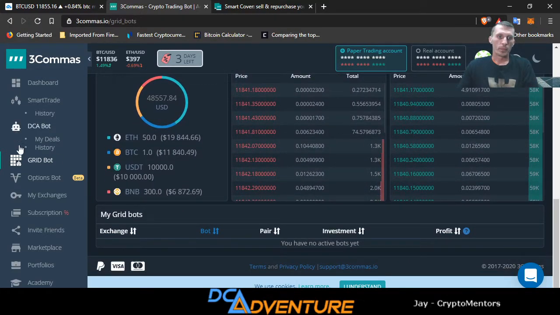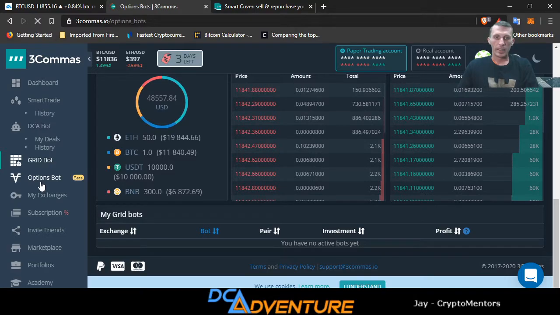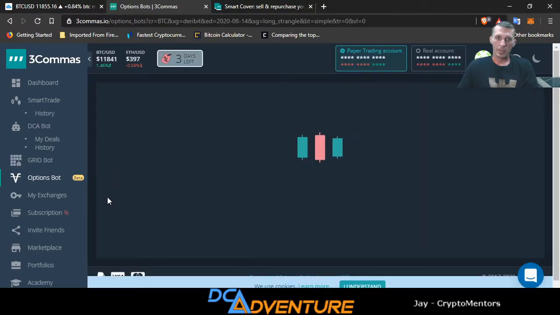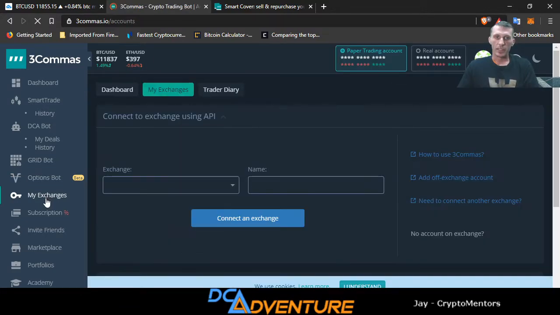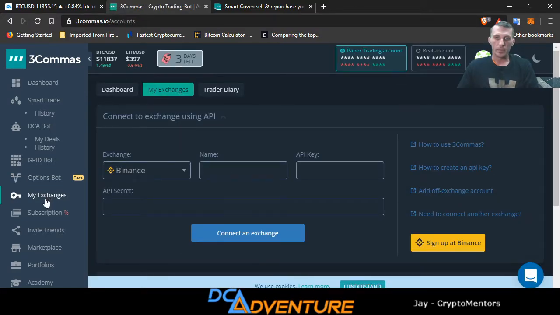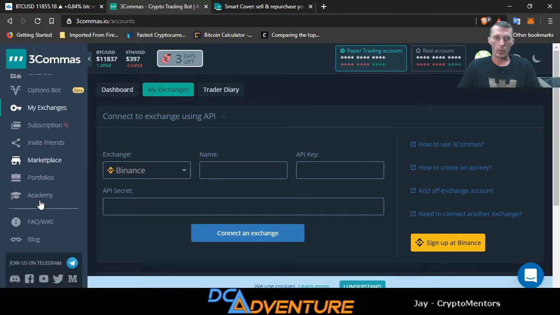It's pretty cool. Option bot, it's a beta. I don't know too much about this. It just popped up here, so I'm not going to go into that. Here's where your list of exchanges are going to be once you set up through API. Again, if you need help, get a hold of me. I'll walk you through it.